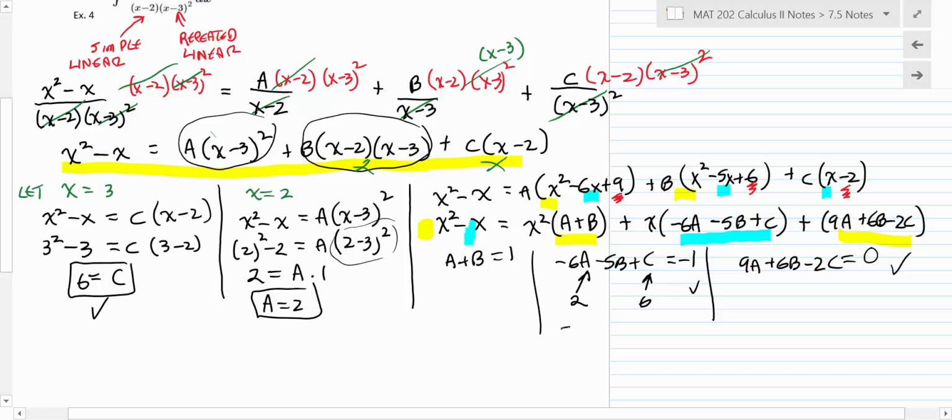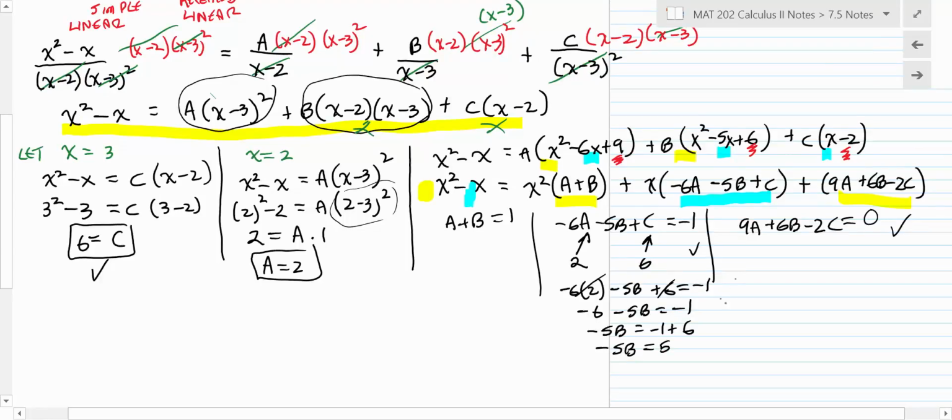So I'm just going to have negative 6 times 2 minus 5B plus 6 equals negative 1. So that's negative 12 plus 6 is negative 6. Minus 5B equals negative 1, like that. Then I can add 6 to both sides, like that. So that gives negative 5B equals 5. So I get B is equal to negative 1. Okay, and you can end up with fractions on these problems. It's kind of nice if you don't have to have that. But we got everything that we need now.